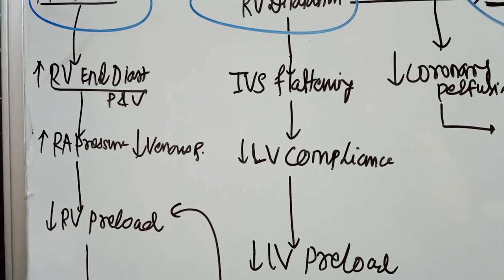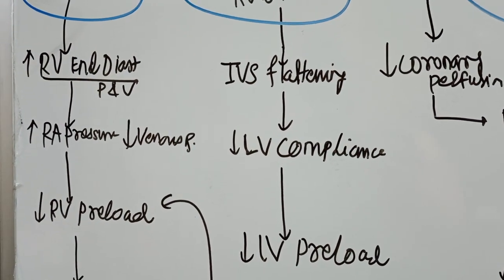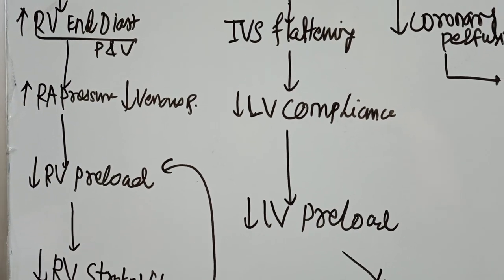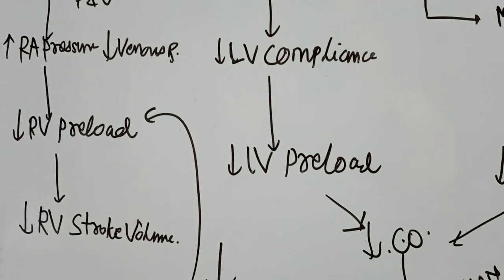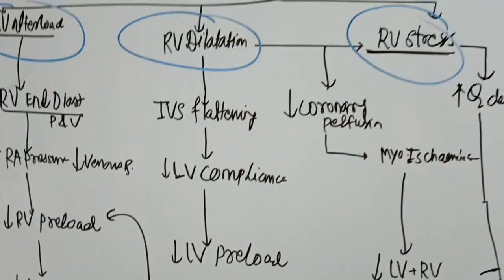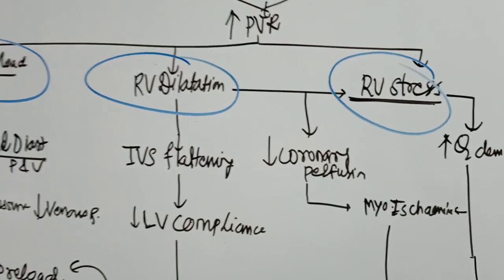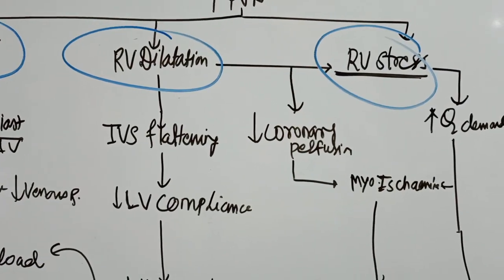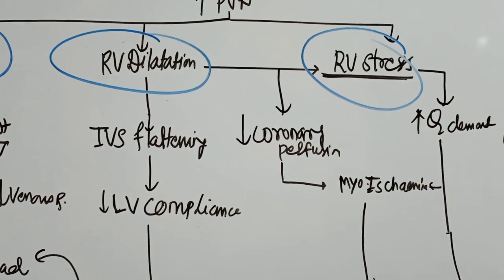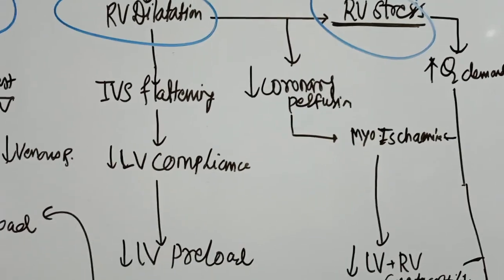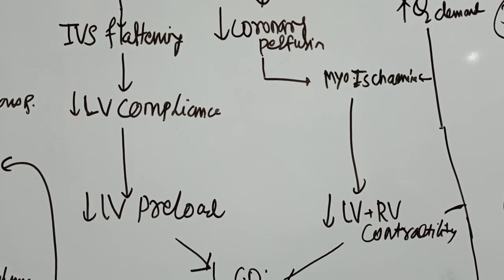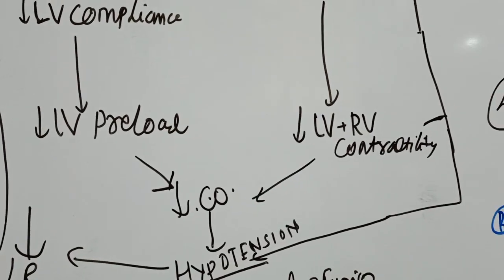Then ultimately it will go to the right atrium and cause reduced venous return. Reduced venous return means there is decreased right ventricular preload, and ultimately right ventricular stroke volume is decreased. Next, there will be dilatation of the right ventricle. The right ventricular septum may flatten or be pushed into the left ventricle. It will reduce the size or the compliance of the left ventricle. Ultimately there will be decreased preload and decreased cardiac output.